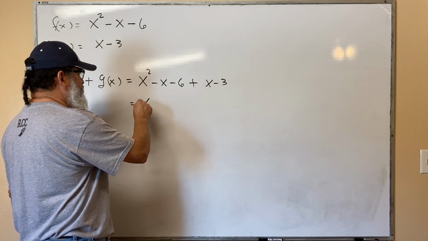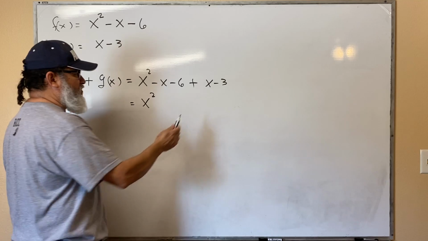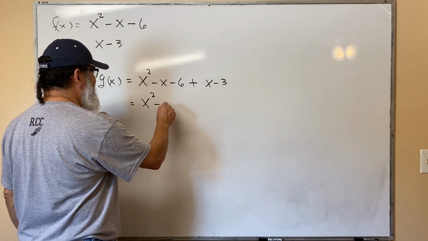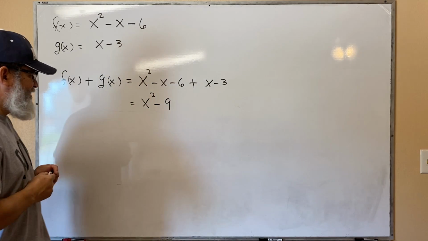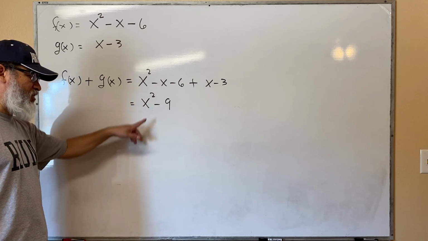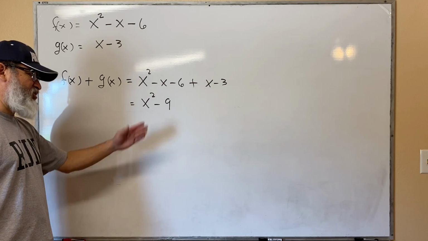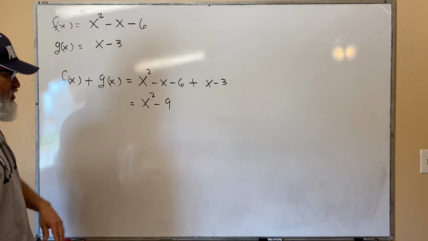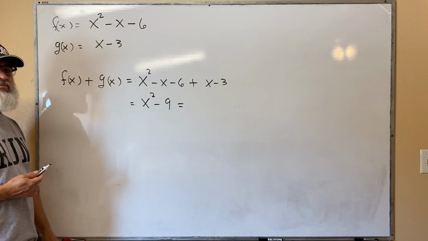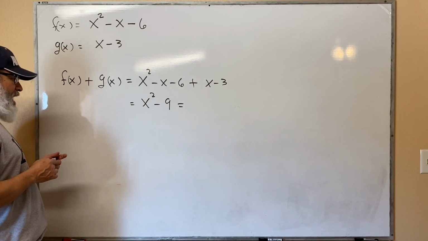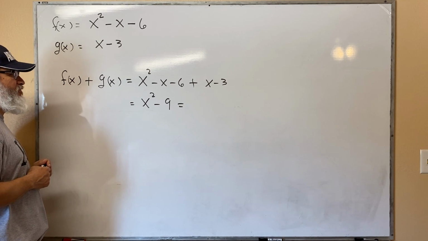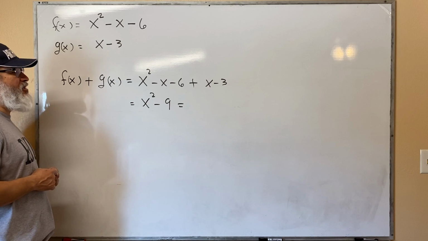So this becomes x squared. This negative x cancels this x. And minus 6 minus 3 is negative 9. Look at that. And this is a quadratic. That's a parabola. We can graph this parabola. Note, it's a function. So when you add these two functions, you get a function. That's the point. We're just showing that we're adding two functions, okay, and we got a function.